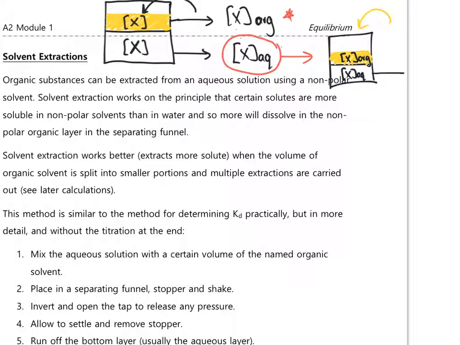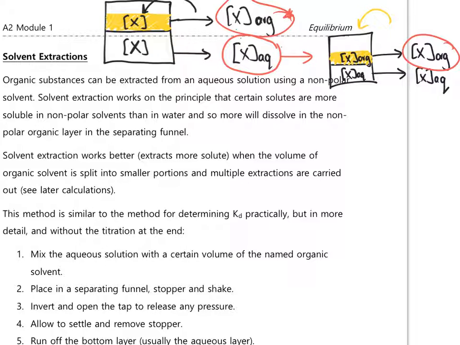Again, I would run off the bottom layer, which is the aqueous layer, which is still going to contain a little bit of X and a little bit less now. And then I would run off into a separate container the organic layer, which contains a little bit more of my X. What I can then do is add the organic layer I extracted here to the organic layer I extracted here. Combine those two, and that gets me the solute X in the solvent that I wanted.